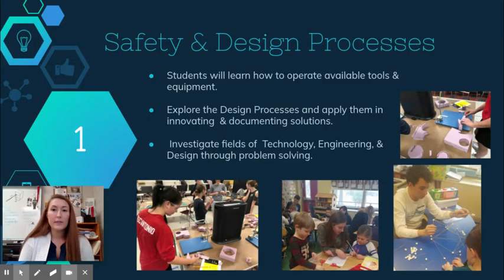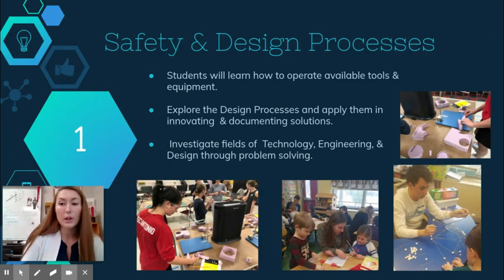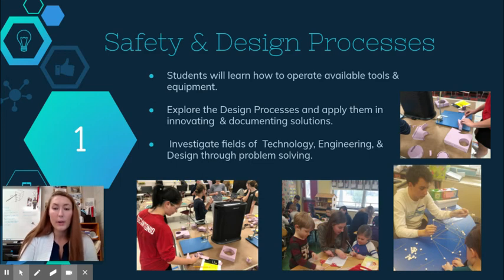The first unit is safety and design processes. Students will learn how to operate available tools and equipment in the classroom. This is going to look a little different this year. Normally, we have guided practice in the sense that students rotate through stations where they utilize each piece of equipment. That's going to be done a little bit differently this year because of COVID-19, but they will still be able to utilize the equipment just in a different way.